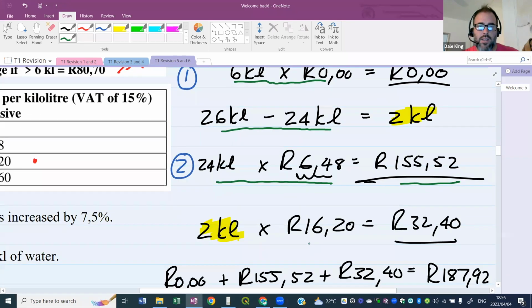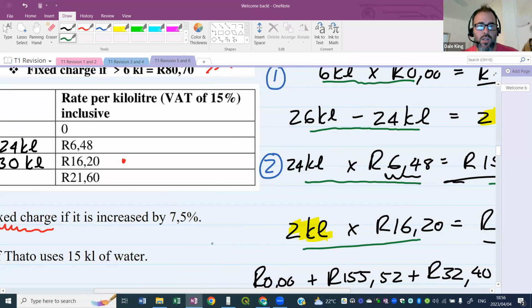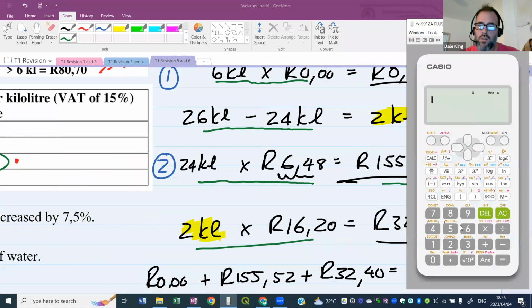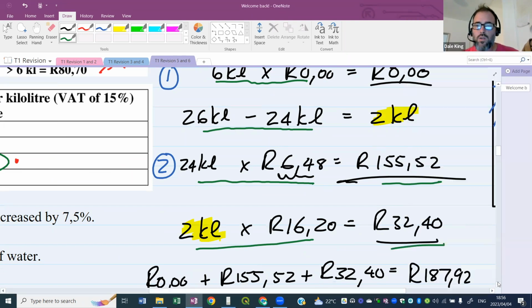I've still got 2 kiloliters left. The 2 kiloliters that is left is charged at the third bracket's rate, which is 16 rand 20. There it is there, 16 rand 20. I'm going to check that calculation. 2 times 16 rand 20, and we're getting 32 rand 40. Yes, 32 rand 40 is correct.